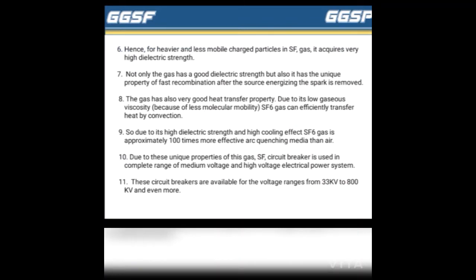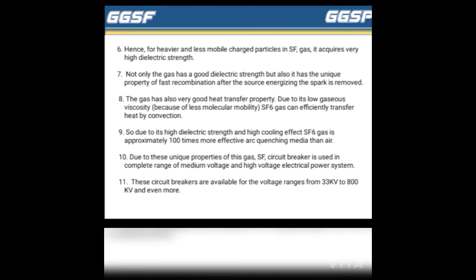Not only does the gas have a good dielectric strength, but it also has the unique property of fast recombination after the source energizing the spark is removed. The gas also has a very good heat transfer property due to its low gaseous viscosity. Because of less molecular mobility, SF6 gas can efficiently transfer heat by convection.